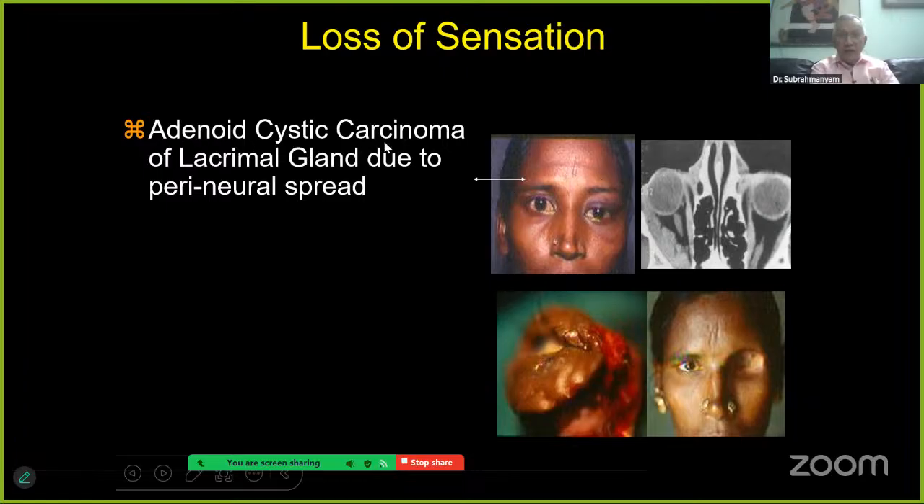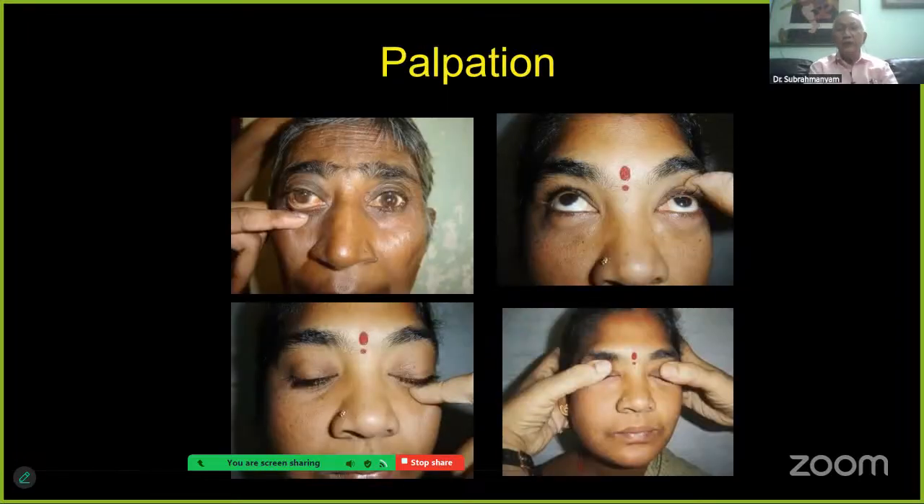So loss of sensation in lacrimal gland tumors occurs due to adenoid cystic carcinoma, due to perineural spread. It occurs on the lateral side. For which I have done an exenteration, as I have already said. Then you have to do the palpation.